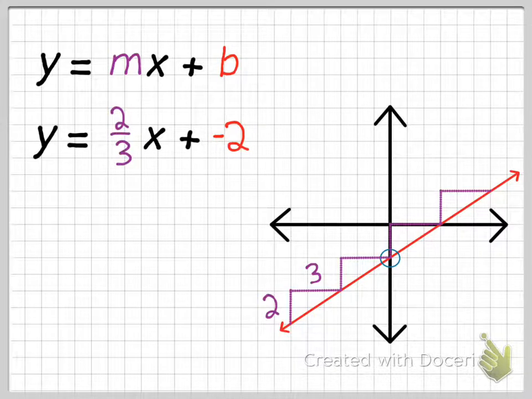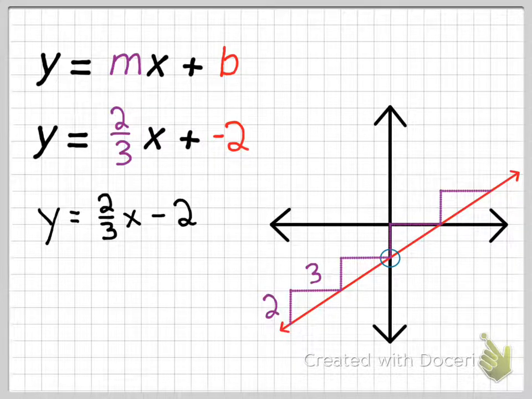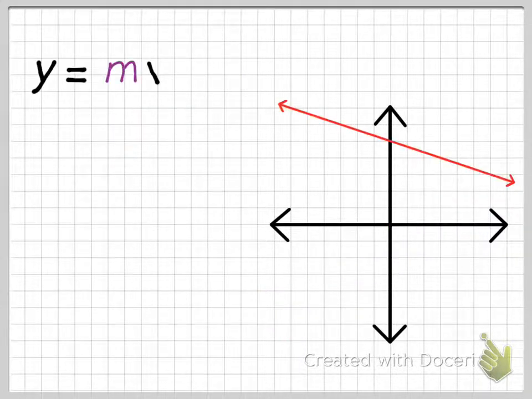over 3. Now I'm going to rewrite this because I don't like the tail end of that. I would rather see this written y equals 2/3 x minus 2. I just think that looks a little bit cleaner.